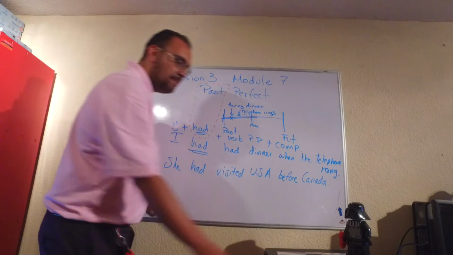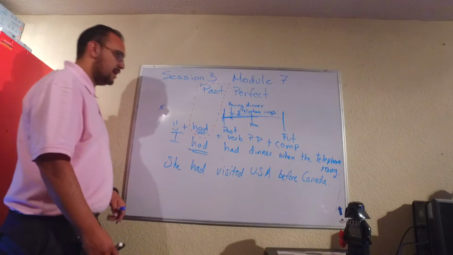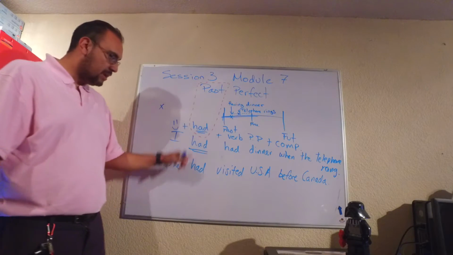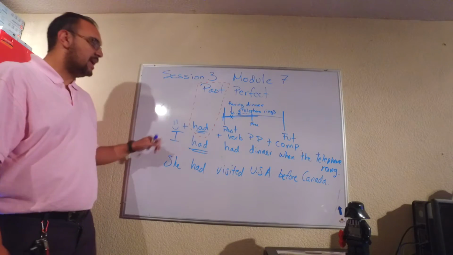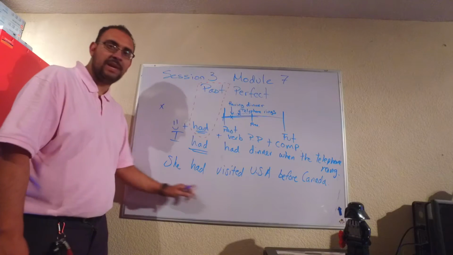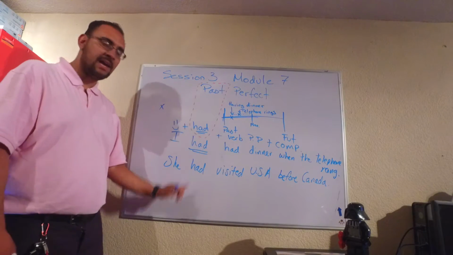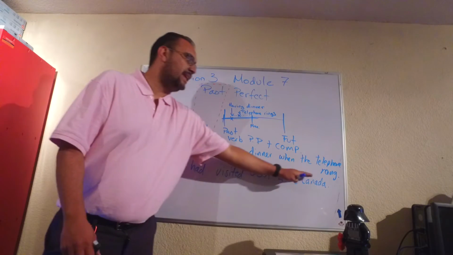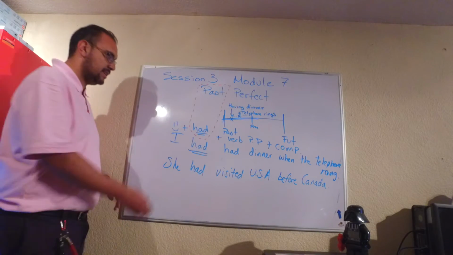Now, what happens in the negative? I don't put all the rest of the subjects because it's the same. The auxiliary is the same for the rest of the subjects. I had, you had, she had, we had, they had. It's all had plus the verb in past participle. This is absolutely the same. In here it is just the complement that is important.